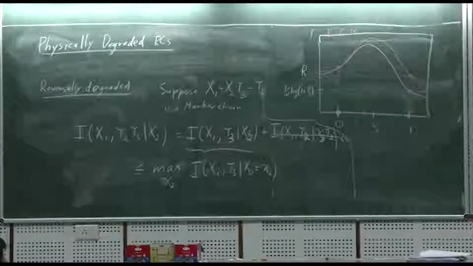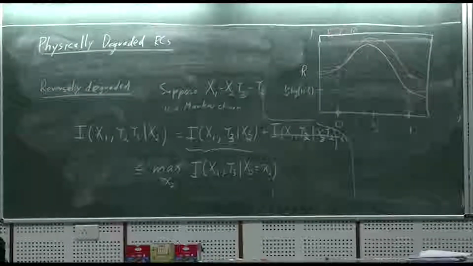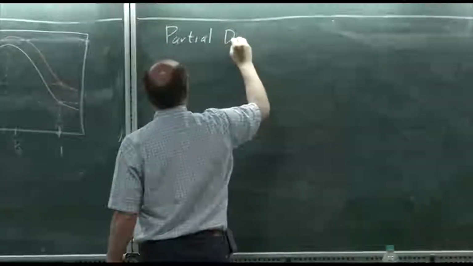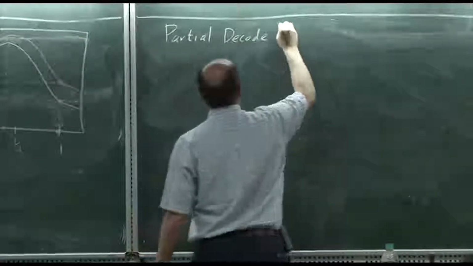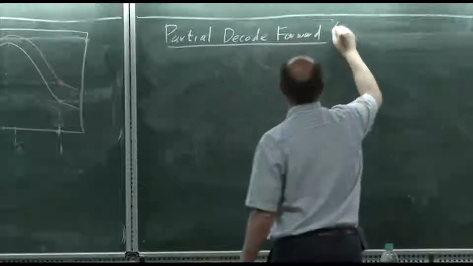Okay, so let's go to partial decode forward. So I would like to complete that today, and then we can do quantize forward tomorrow. Quantize forward takes a little bit of work, so it's a little bit more sophisticated to do the information theory, even though the idea is very simple, but the information theory is a little bit more intricate. Okay, so for partial decode forward, we're trying to avoid the relay having to decode everything, which we've seen is not necessarily good.